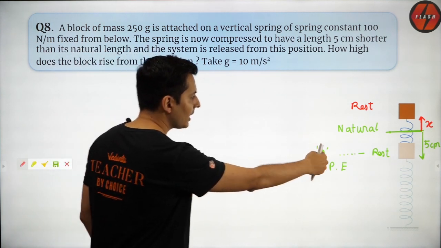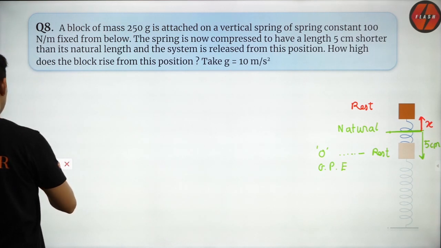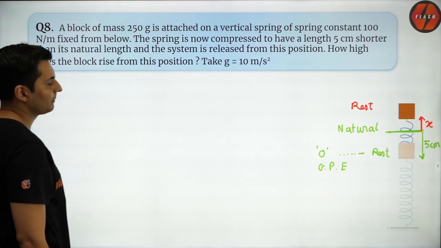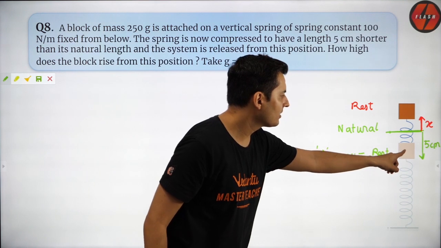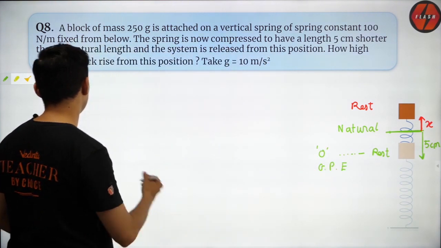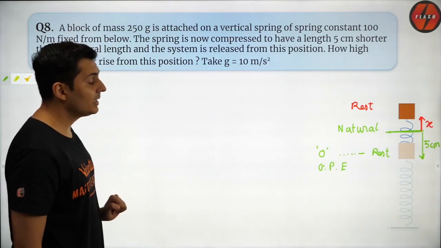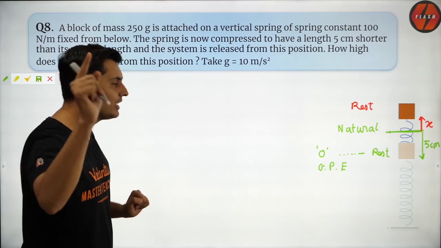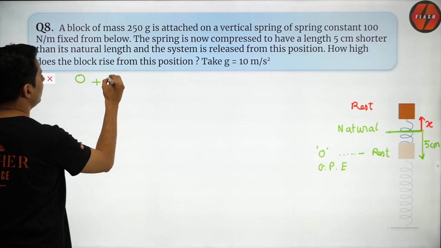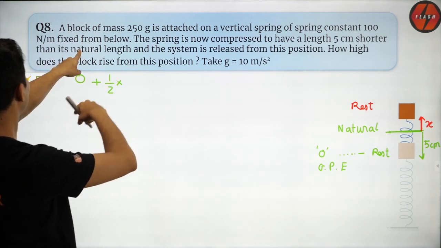So think, in this initial situation, what all kinds of energies are there? Is gravitational potential energy there? No. Why? Because we assumed it to be zero. Is spring potential energy there? Yes. How much is it? It is half into K. Where is K? K is given somewhere.